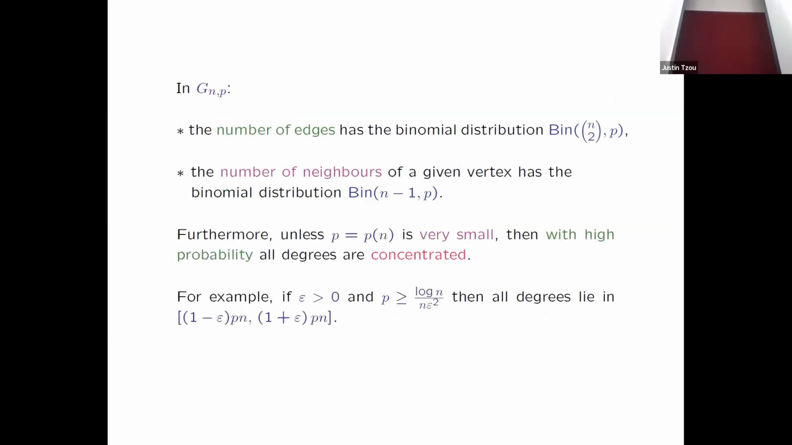Moreover, unless your probability p is very small, tending to 0 very fast, the degrees will also be pretty well concentrated around their mean. So none of them will be too different from each other. And this is an example I took out of a data science textbook that talked about G(n,p), which I thought was nice. It was written by some theoretical computer scientists. If epsilon is positive and p is at least log n over n epsilon squared, then all the degrees lie in 1 minus epsilon times pn, 1 plus epsilon times pn. So this is just an example where the degrees don't vary much.